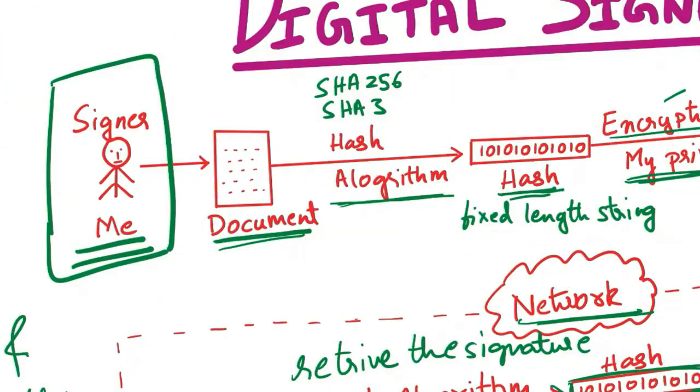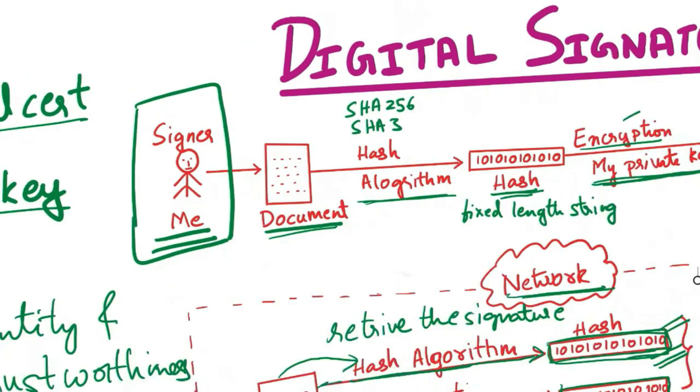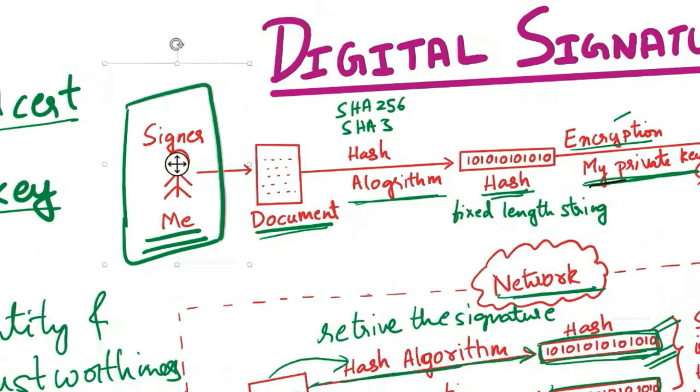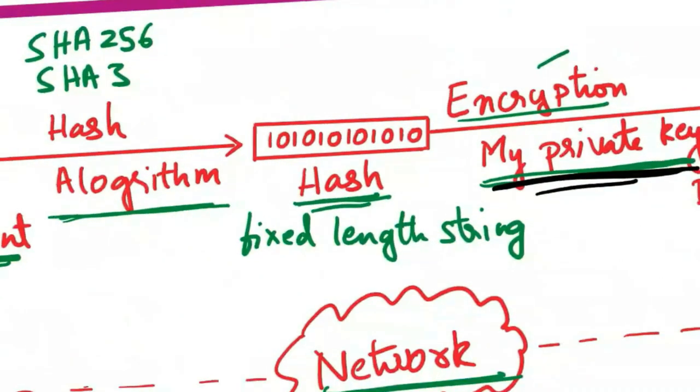Now let's see how digital signatures provide authentication. That is, when a person or entity signs a document with their private key, it confirms that the document was indeed signed by the claimed sender. So I signed the digital signature using my private key. That means that the document was indeed signed by me. I am the sender here, right?